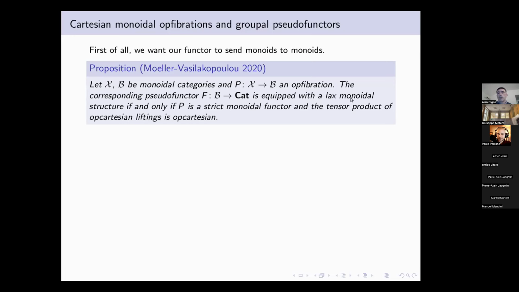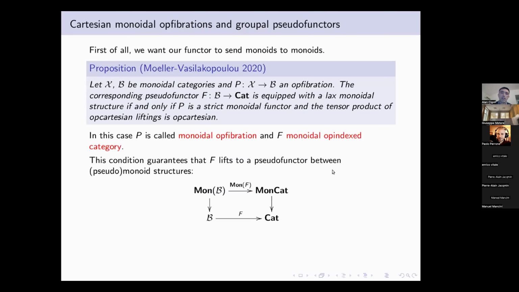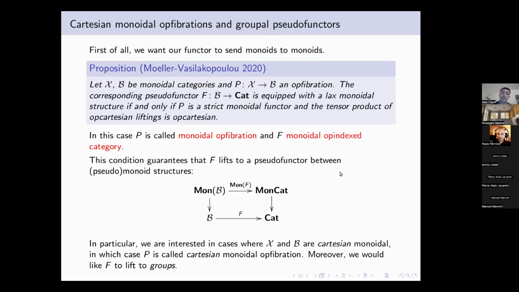Why do we want this? Because lax monoidal is what makes a pseudo functor send monoids to monoids, or better, pseudomonoids to pseudomonoids. And if this is the case, we call P a monoidal opfibration. Well, they called P a monoidal opfibration, and F a monoidal op-index category. And this condition guarantees that this functor F leads to a pseudo-functor between pseudo-monoid structures, as in the picture. But in particular, we are interested in cases where X and B are Cartesian monoidal, in which case we call P a Cartesian monoidal fibration. And moreover, we would like F to lift groups to groups.